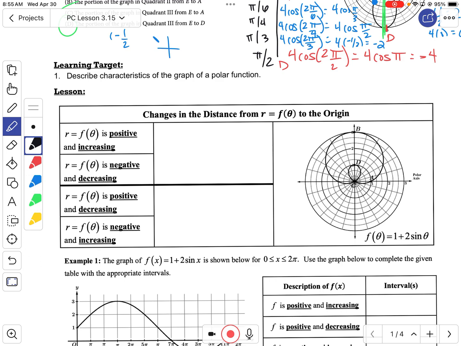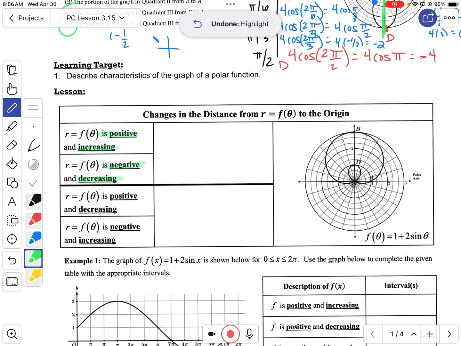All right, so let's talk about how things change in the polar system. I want you to look at 2 different things. There are actually 4 situations, but 2 that go together. If our function is positive and increasing or negative and decreasing, what would you say about those 2 things? Yeah, they're kind of synonymous, right? If I'm positive and increasing, or if I'm negative and decreasing, I'm doing the same thing.